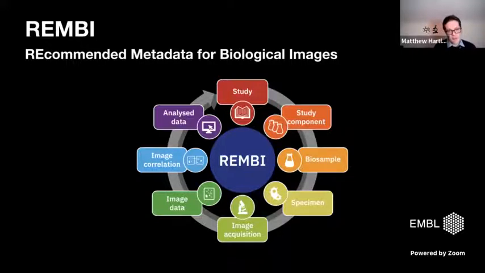To try to bring some standardization to this rather complicated situation of lots of different types of data, a number of community working groups came together at a workshop a couple of years ago and came up with a standard called REMBI, which is short for Recommended Metadata for Biological Images. REMBI was actually published earlier this year, again as a set of guidelines rather than a very specific schema, and it breaks that metadata down into different components.